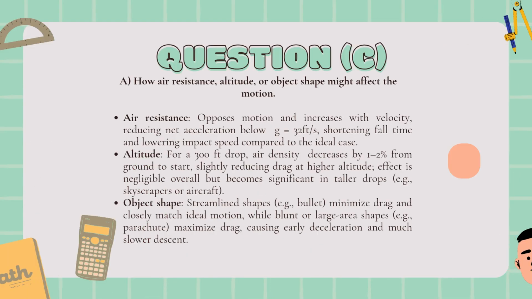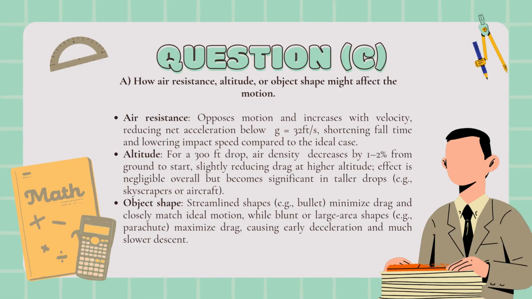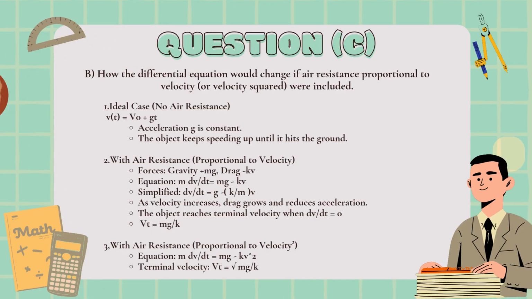A. How air resistance, altitude, or object shape might affect the motion. Air resistance opposes motion and increases with velocity, reducing net acceleration below g equals 32 feet per second squared, shortening the fall time. Then, we continue with the question: how would the differential equation change if air resistance is proportional to velocity?